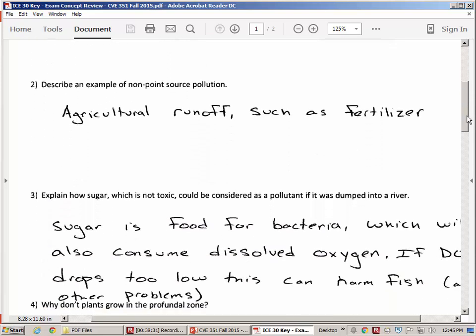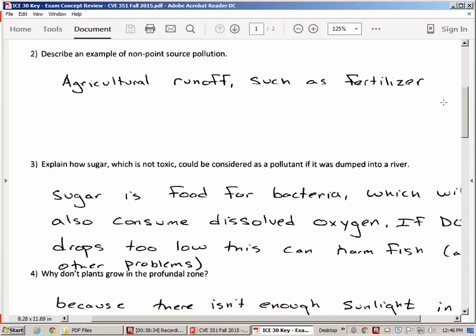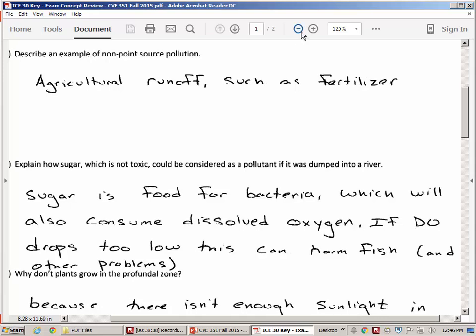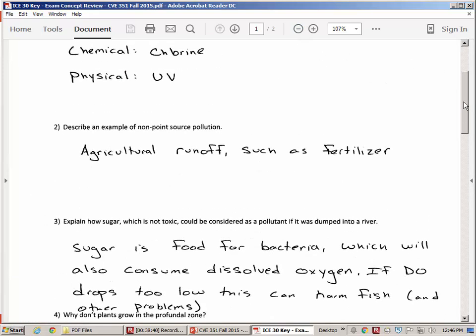All right, question 3. How is sugar non-toxic? Well, it all has to do with the bacteria and what they're doing with the sugar. It increases the oxygen demand, which will decrease the dissolved oxygen, which is really the problem.